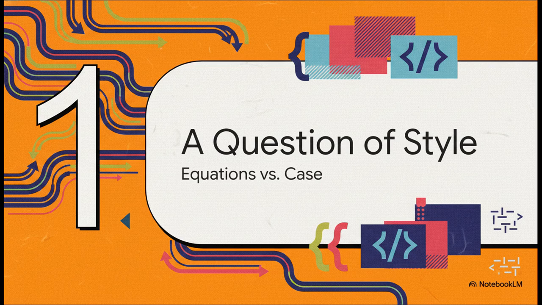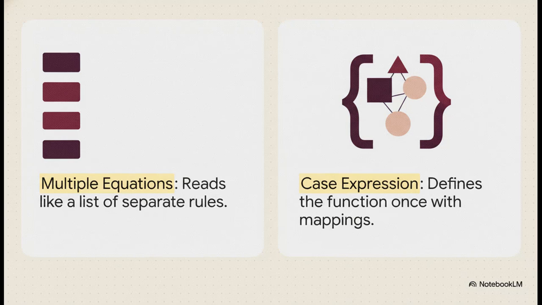Section: A question of style. Equations versus case expressions. Now, as with any good programming diary, solving the functional problem is really only half the fun. The other half is reflecting on exactly how that problem was solved, looking at the aesthetics and structure of writing Haskell code. And this brilliantly illustrates the kind of choice developers face every single day. On one side, we have the way Ang initially wrote it. Multiple function equations. You define getPandocVerbosity 0, then on a totally new line, getPandocVerbosity 1, and so on. It reads like a list of rules.